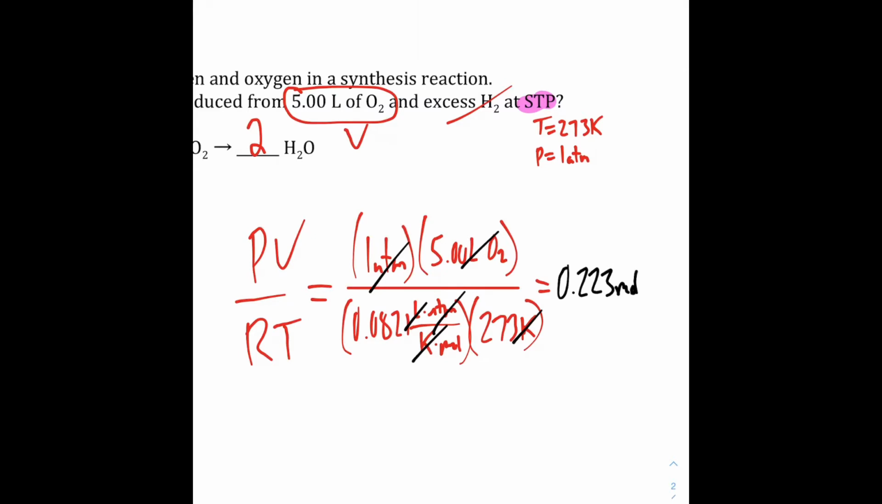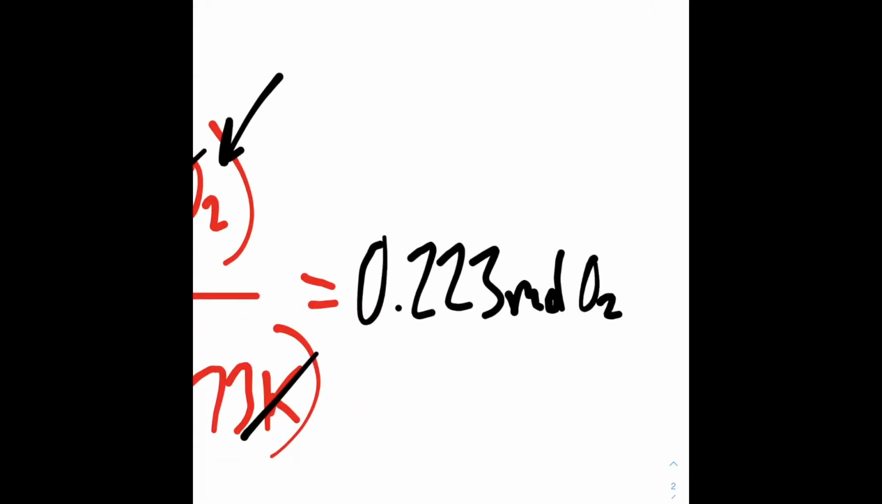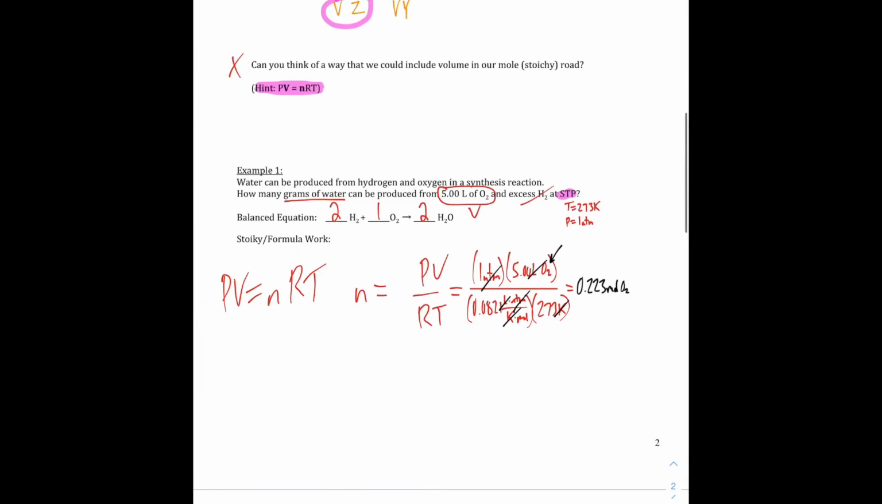This is where you can get turned around. Remember, it's 5 liters of oxygen. Therefore, we have just solved for moles of oxygen. That's such an important step. If you forget to list what the moles is of, you might think right now that you have moles of water and it's an easy step to convert to grams of water. That's not the case, though. We need to do a mole ratio. So we have 0.223 moles of O2.